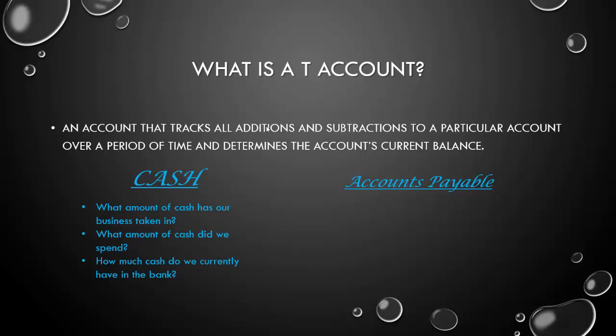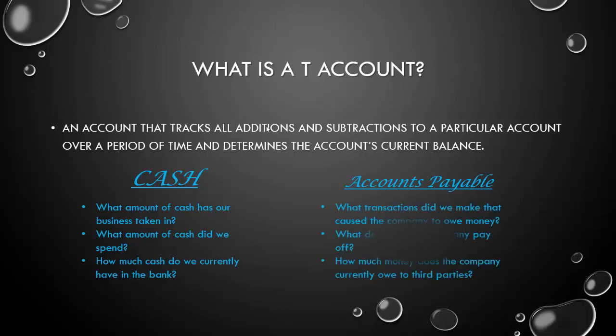What would the accounts payable T show? It would show what transactions we made that caused the company to owe money. Essentially, what things happened that caused our debt to increase. Subtractions. What debts did we pay off? What payables did we get rid of because we paid them off in cash? And the balance of an accounts payable T account will show you what amount of money your company currently owes to third parties for all of the normal purchases a business makes during a period.